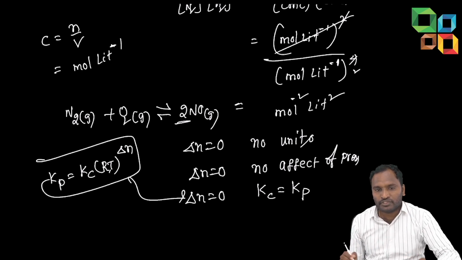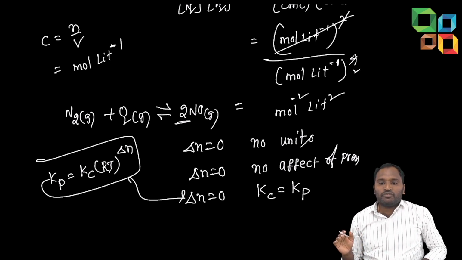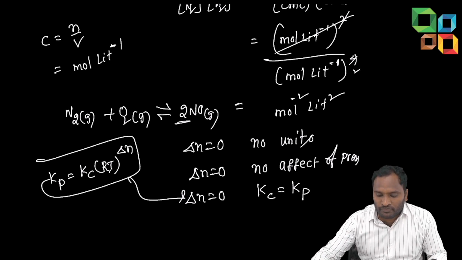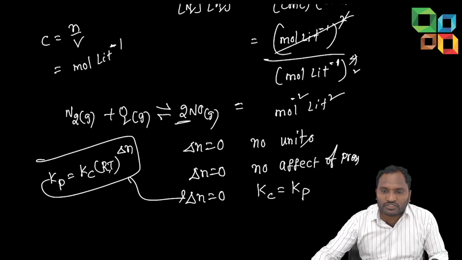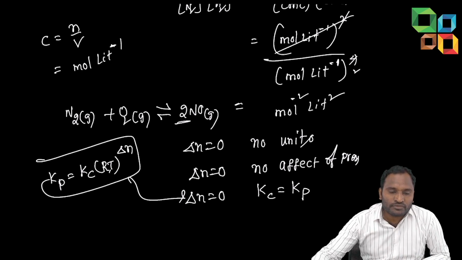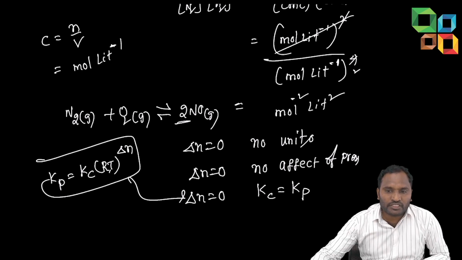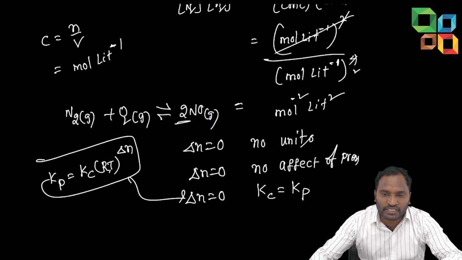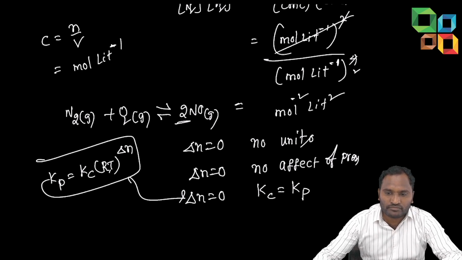By knowing one single term, you can relate all these things. If delta n is equal to 0, the equilibrium constant has no units, no dimensions, and pressure has no effect on equilibrium. They ask like this: among the following, in which are Kp and Kc equal? For which system is the equilibrium constant dimensionless? Which equilibrium is not affected by pressure? Okay, students, these are the topics and applications prepared from chemical equilibrium. Thank you, students.